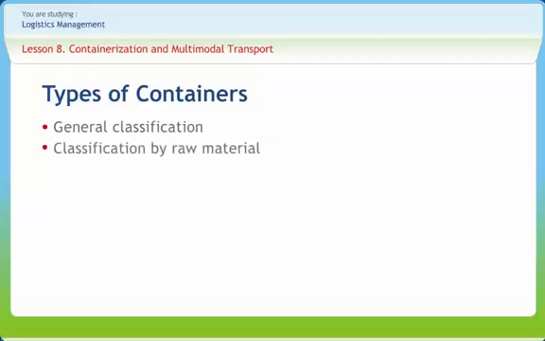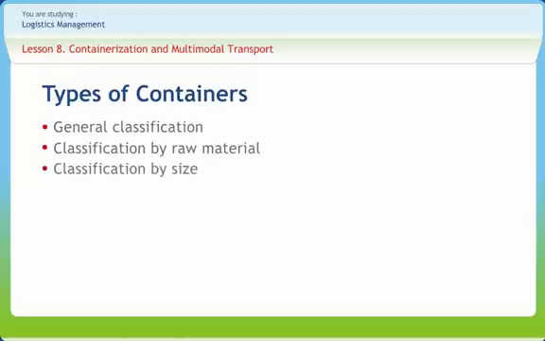On the basis of raw material, a container can be classified in terms of its building or cladding materials, that is, it is defined by what it is made of. The maximum number of containers are made of steel, aluminum, or glass fiber reinforced plywood.